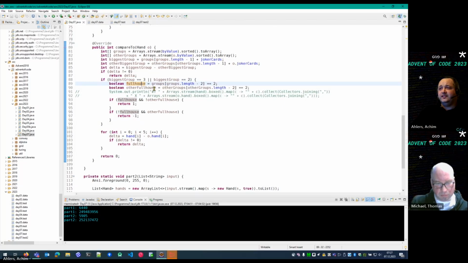So if my second group is a pair and not on the other side, I return a 1. If it's the other way around, I return a -1. Again, this is how the compareTo method, the contract of the compareTo method, is spec'd.